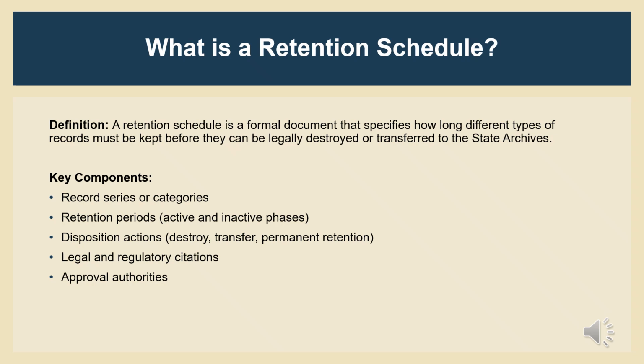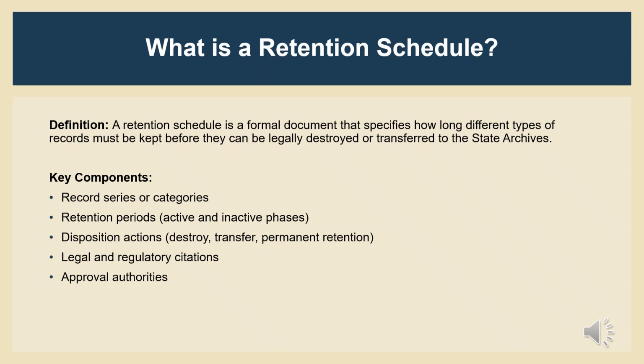Here's a breakdown of the key components of a retention schedule. Record series number or category. These group similar types of records together, like HR, financial, or board meeting minutes. Retention periods. This includes both the active phase, when records are still being used regularly, and the inactive phase, when they are kept for reference or compliance but aren't actively being used.